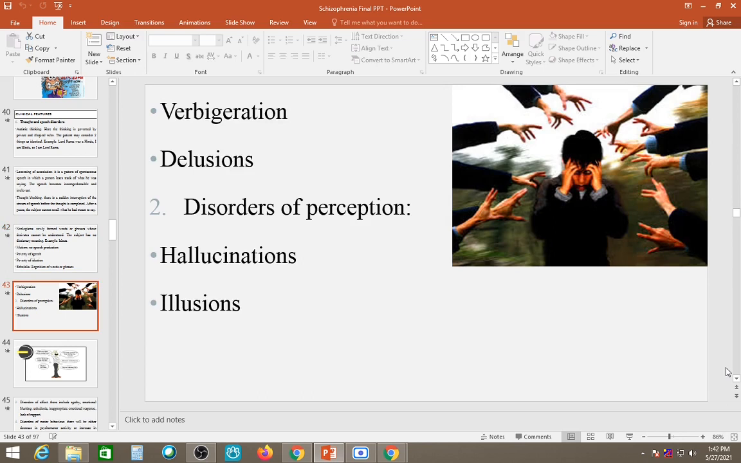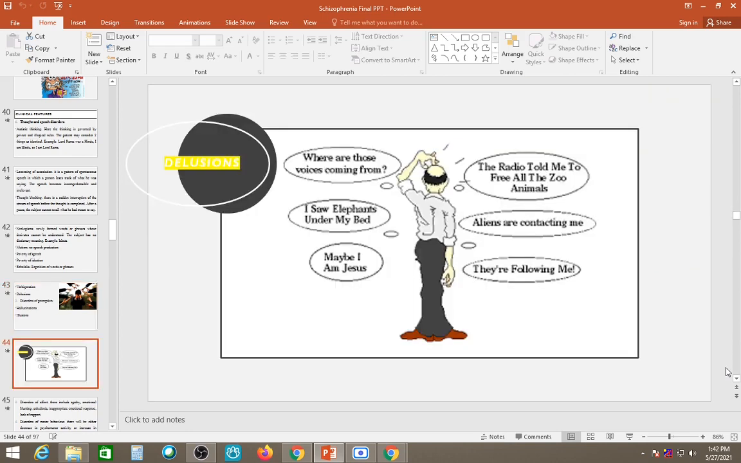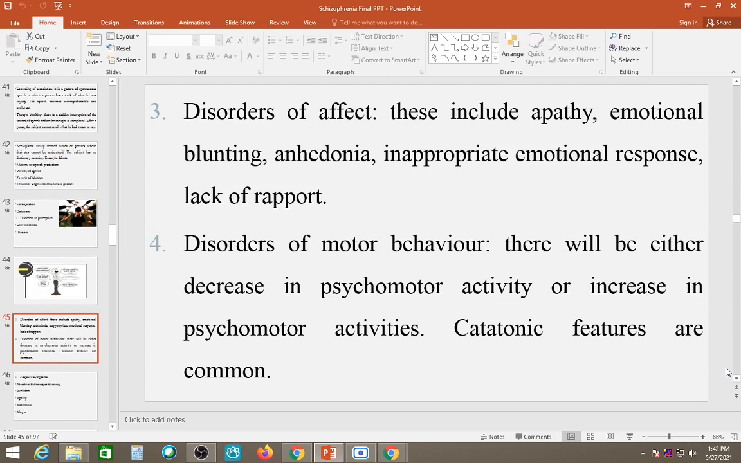In clinical features, we have speech disorders, then autistic thinking, loosening of association, thought block, and then the person has neologism, mutism, and so on. Then they have delusions. When it comes to perception, a person will have hallucination and illusion. Then there are disorders of affect and disorders of motor behavior.